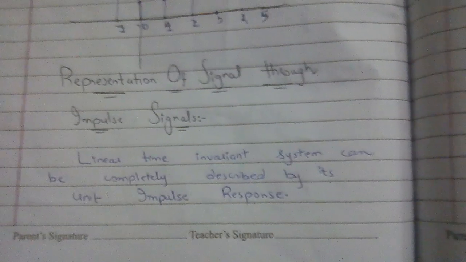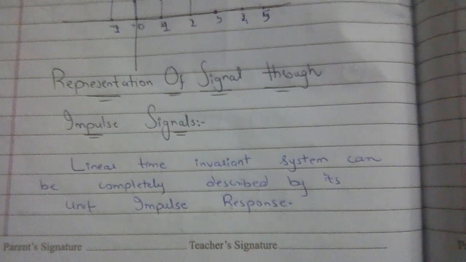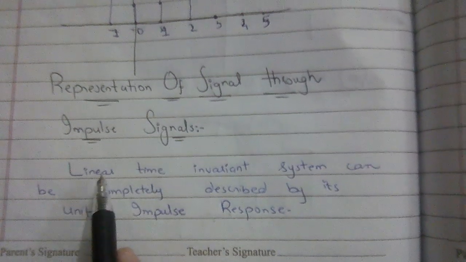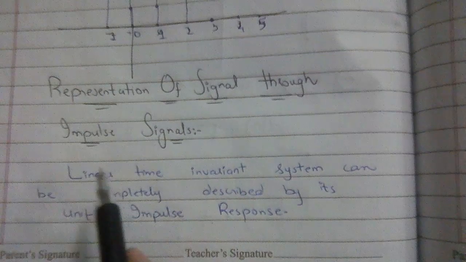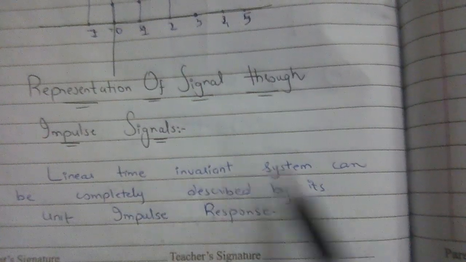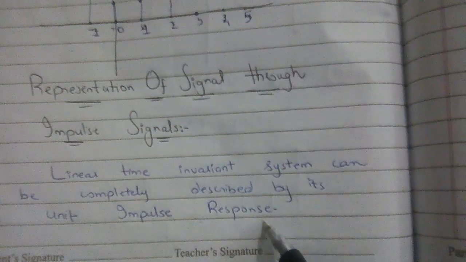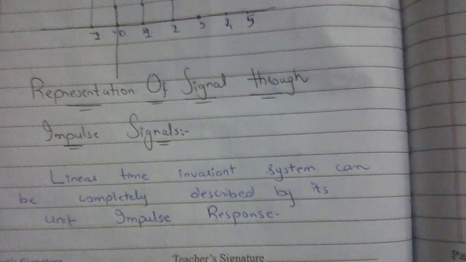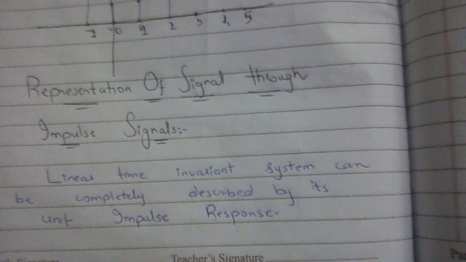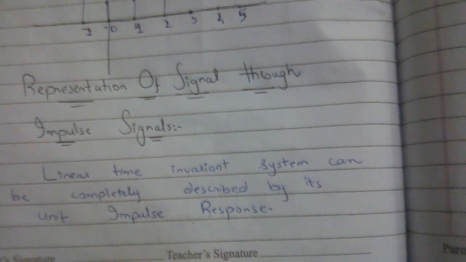Now the next topic is representation of the signal through impulse signals. Linear time invariant system. This is the main property which is intensively used in digital signal processing and in many applications. Linear time invariant systems can be completely described by their unit impulse response. That is, if we have a system, we can sum the components of those signals by making them impulse signals.